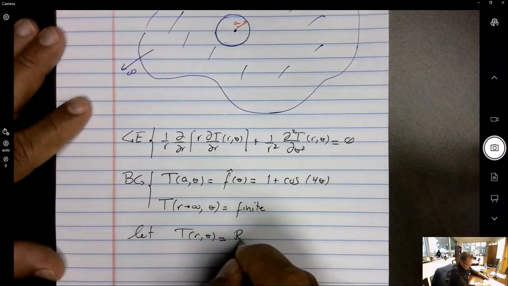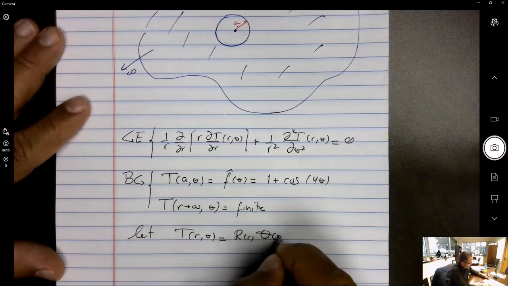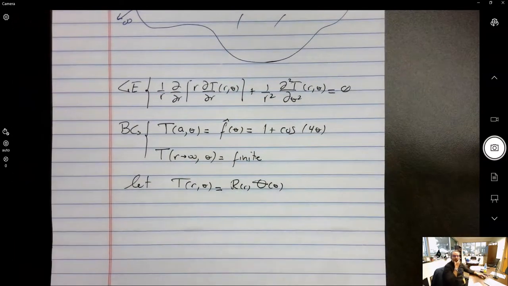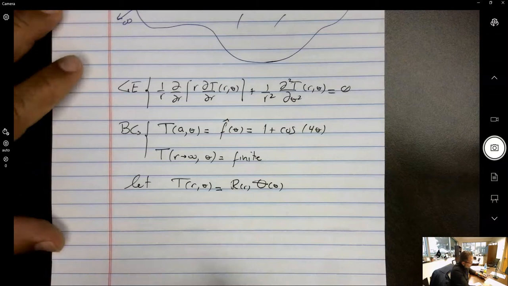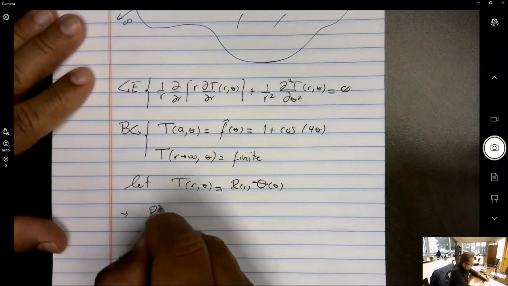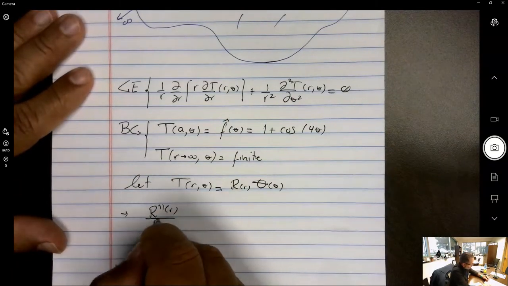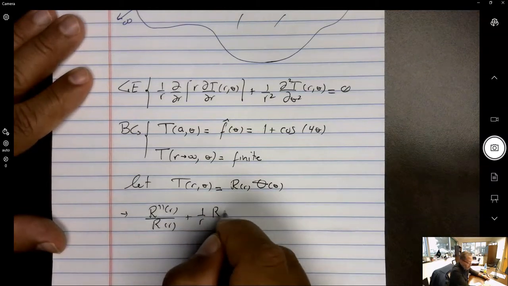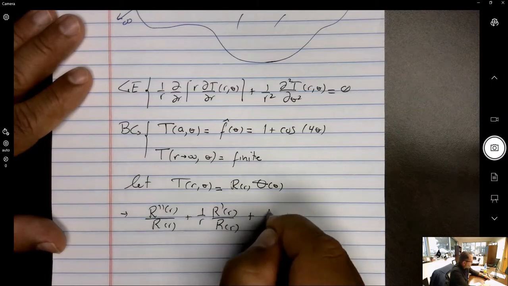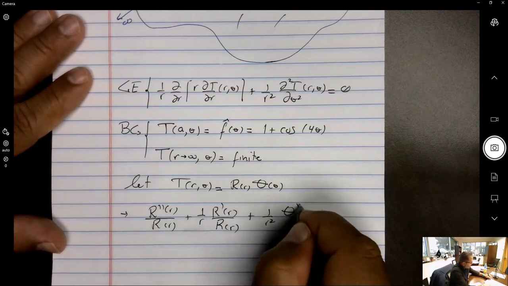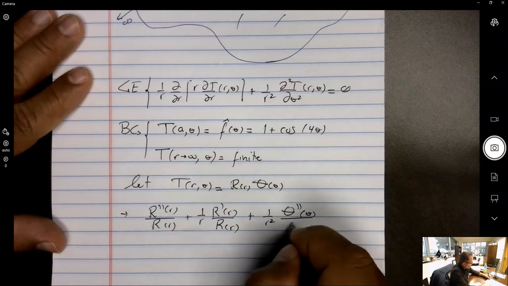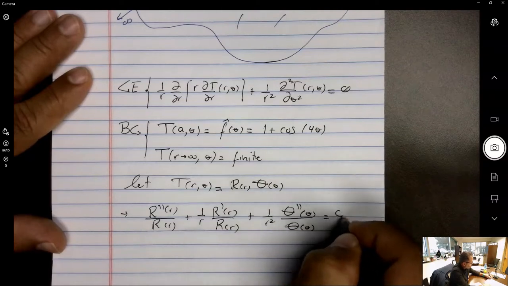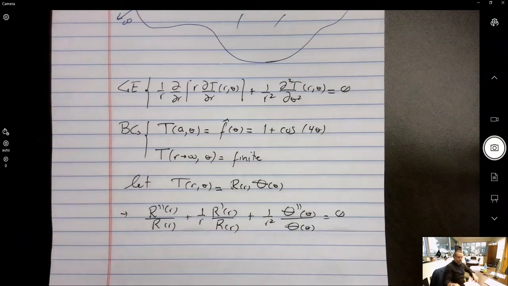T of r and theta is equal to R of r times Theta of theta. So we're going to separate the solution into r and theta, and that is going to lead to the same thing: R double prime of r divided by R of r, plus 1 over r times R prime of r divided by R of r, plus 1 over r squared times Theta double prime of theta divided by Theta of theta should be equal to 0. That's the governing equation.